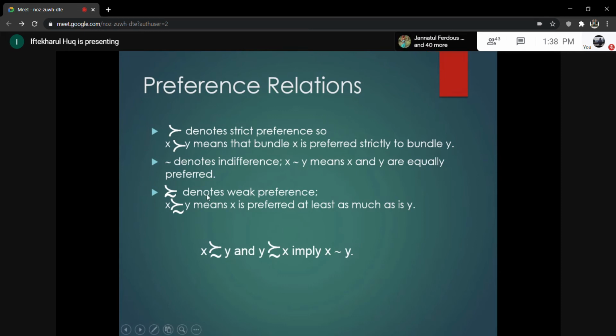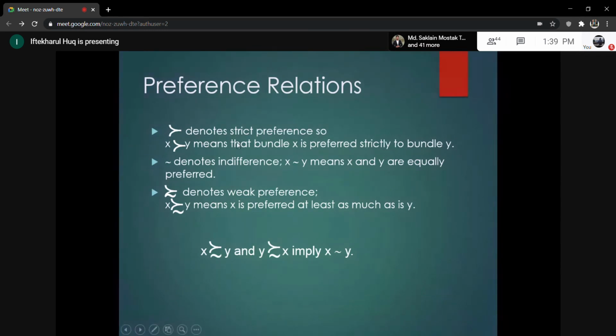Thirdly, whenever I want to show you weak preference, you can see this is greater or equal. In mathematics you use greater or equal, but here I'm using the curly greater and the curly equal, and this represents weak preference. So if I write X, that sign, Y, it basically means X is preferred at least as much as Y, greater than or equal to. This is what I meant by weak preference.